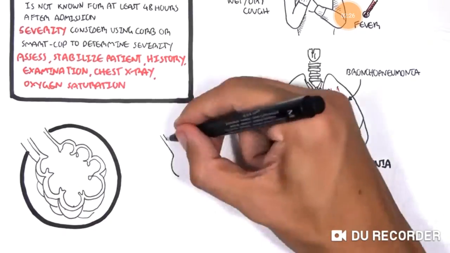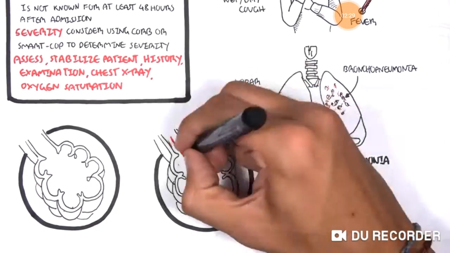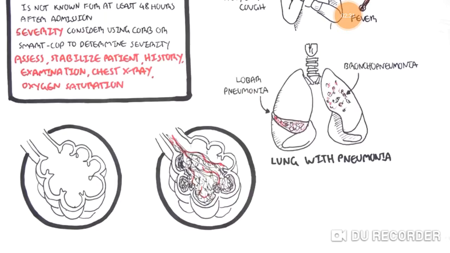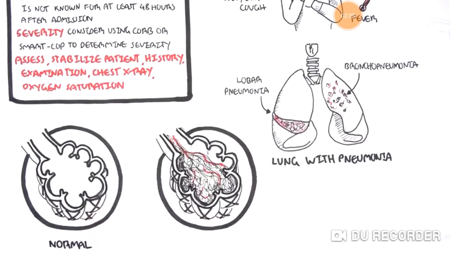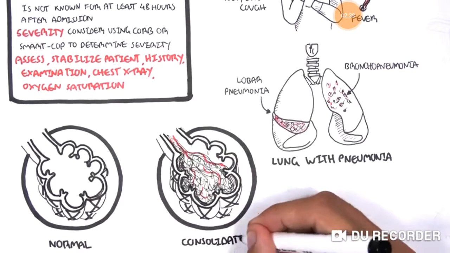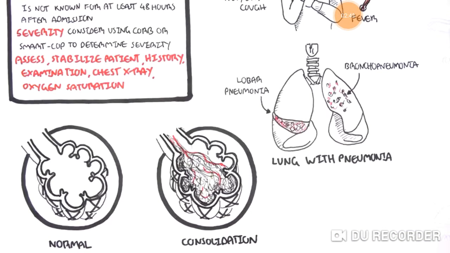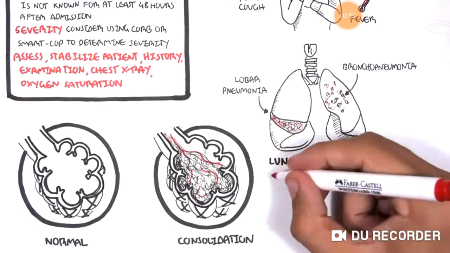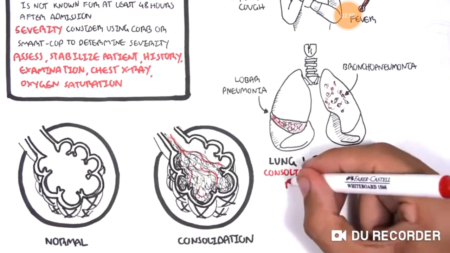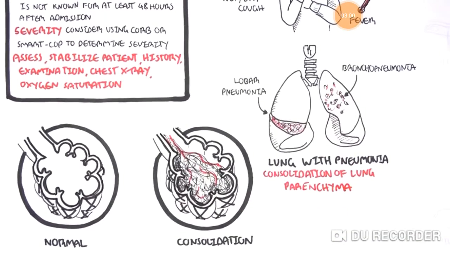So let's look at the functional units of the lungs, which are the alveoli. Normally alveoli are clear. They allow for exchange of oxygen with carbon dioxide. In lobar pneumonia, these alveoli are filled with fluid made up of bacteria, pus, blood, or fluid. This substance within the alveoli is called consolidation, and it's due to infection, the inflammatory process that occurs within the lungs. In pneumonia, we get consolidation of the lung parenchyma.